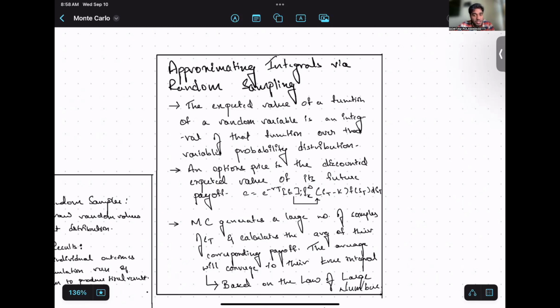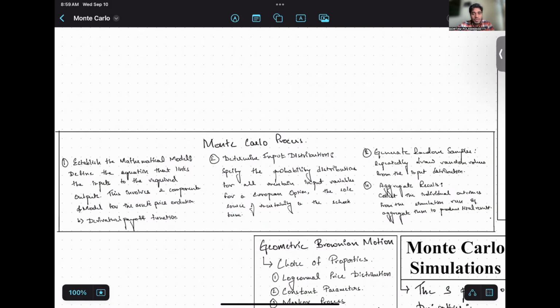This brute force simulation approach is the essence of the Monte Carlo method in finance. It replaces a potentially intractable analytical calculation with a large scale of numerical experiments. Now let's look at the general process of Monte Carlo. The application of the Monte Carlo method, whether in finance, engineering, or physics, follows a consistent four-step process.